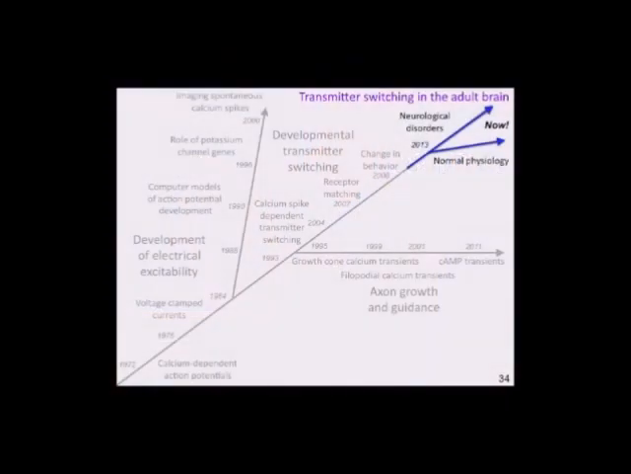So finally, where does this bring us? This shoots us up to the top right here, and looking at transmitter switching in the adult brain. Our objectives going forward into the future are to focus on both normal physiology, things like exercise, which we all indulge in, and also in neurological disorders, perhaps even psychiatric disorders.